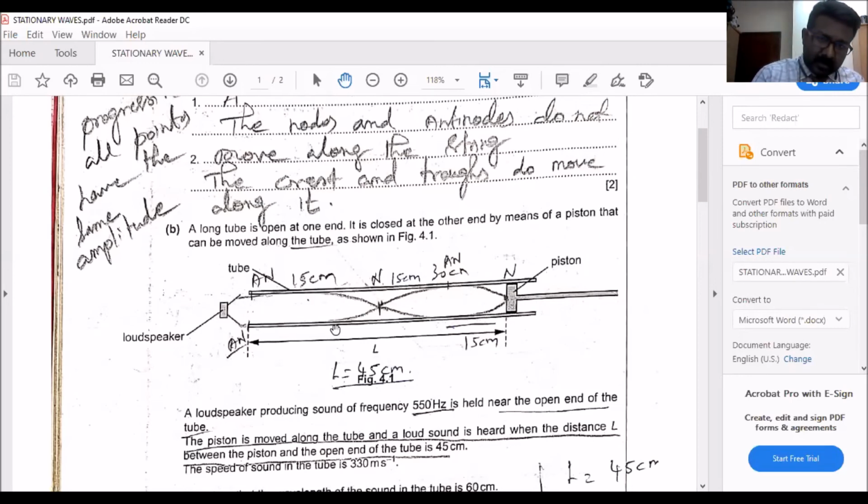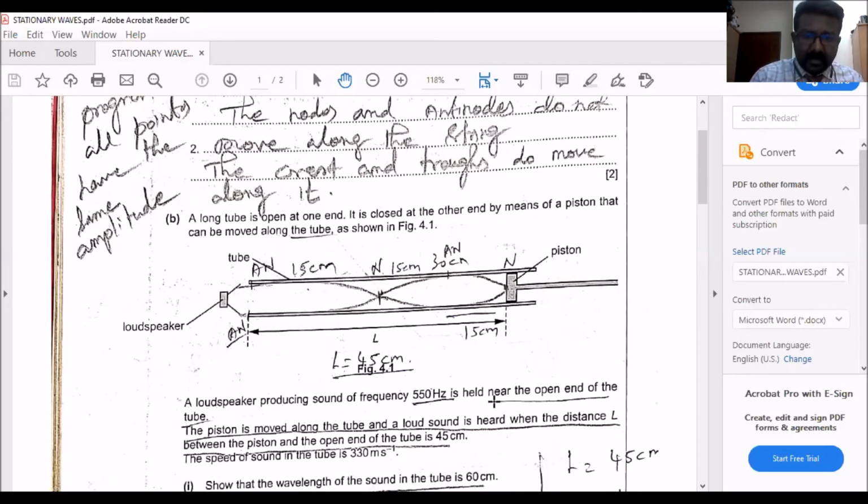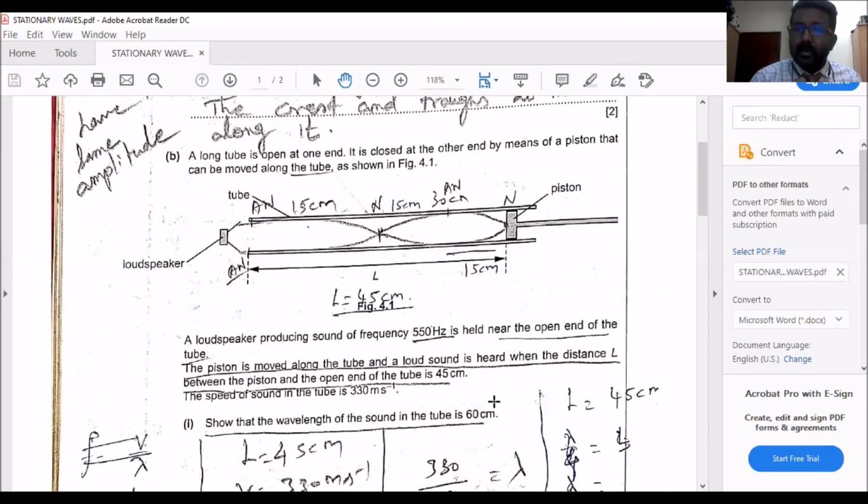Now, how many nodes and how many antinodes? That's also something we have learned. If it is a closed organ pipe with 3/4 of a wavelength, how many nodes and antinodes will be formed between the ends of the tube? That is equal to 2 antinodes and 2 nodes. That's what you are able to see from here.